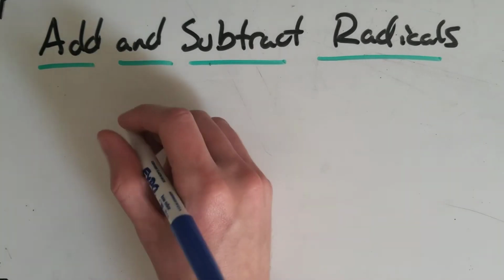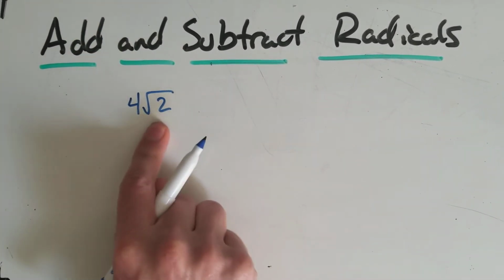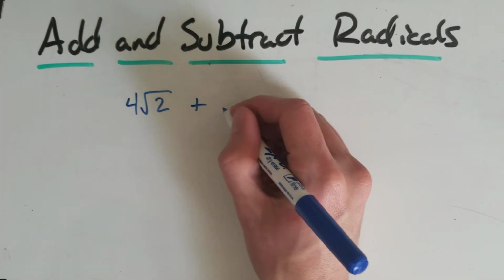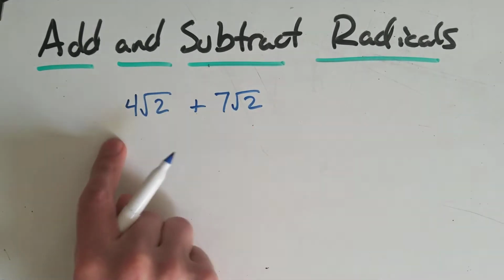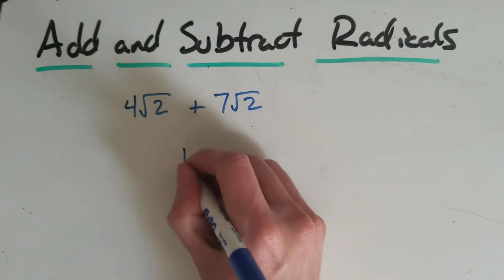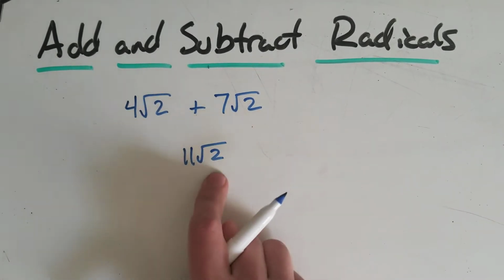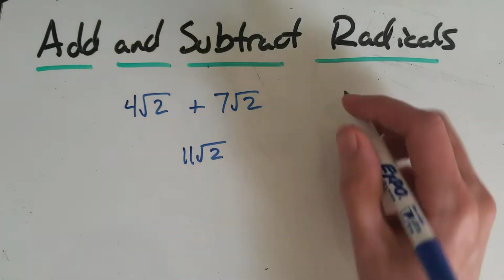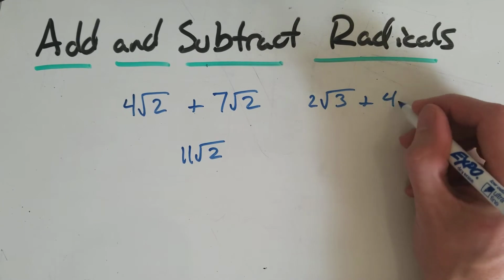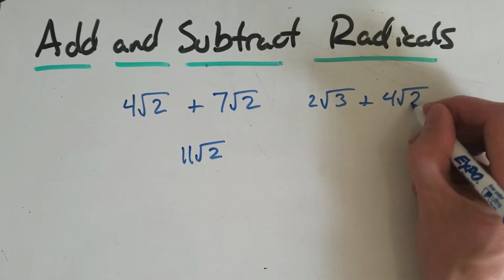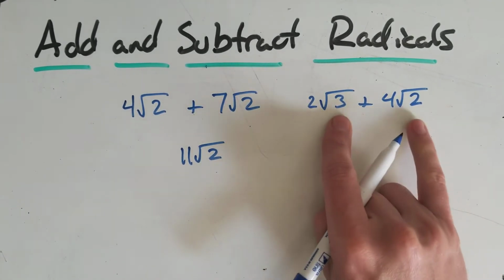And what I mean by that is if we had, let's say, 4 root 2, so 4 times the square root of 2, plus 7 times the square root of 2, that means in total we have 11 square roots of 2. So if you have the same radicand, you can then combine your like terms. Something like 2 times the square root of 3 plus 4 times the square root of 2, we can't combine these together. This is in simplest form because the radicands are different.